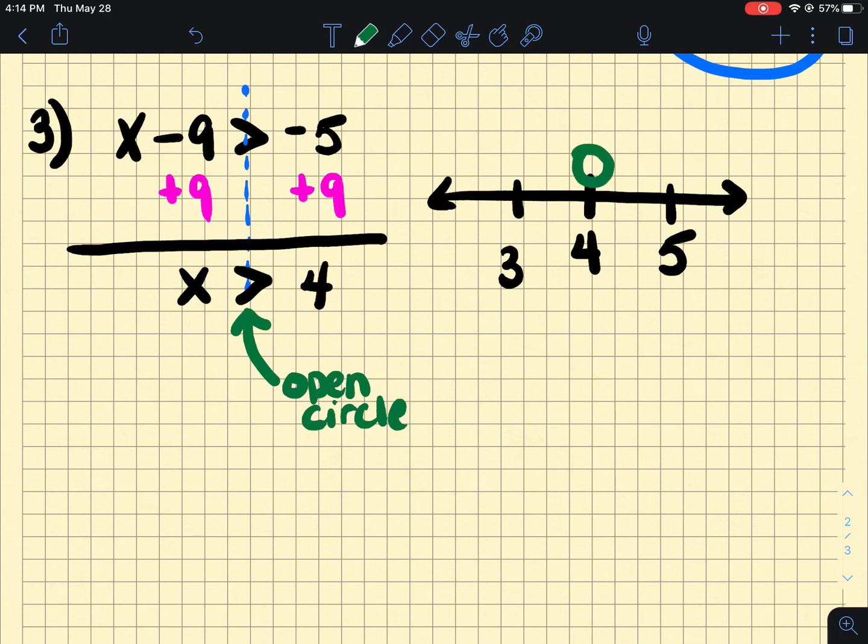And now we have to decide. This says that x is greater than 4. So we need a number that's bigger than 4. Well, is 3 bigger than 4 or is 5 bigger than 4? In this case, it's 5, so the arrow should go this way.